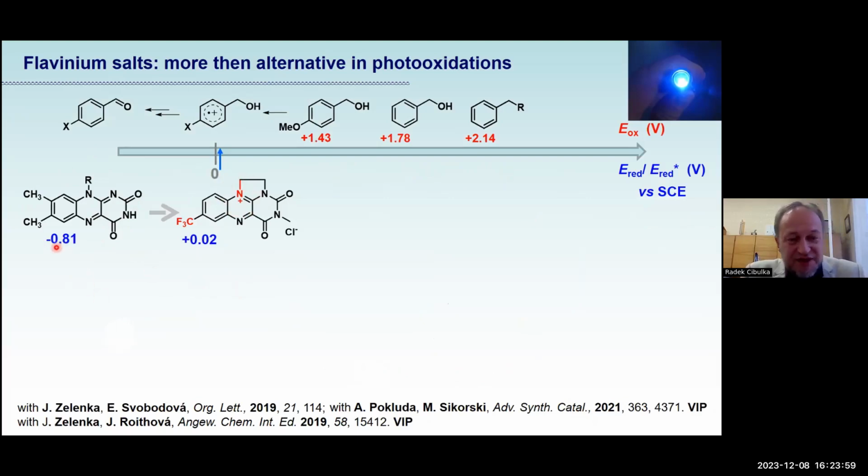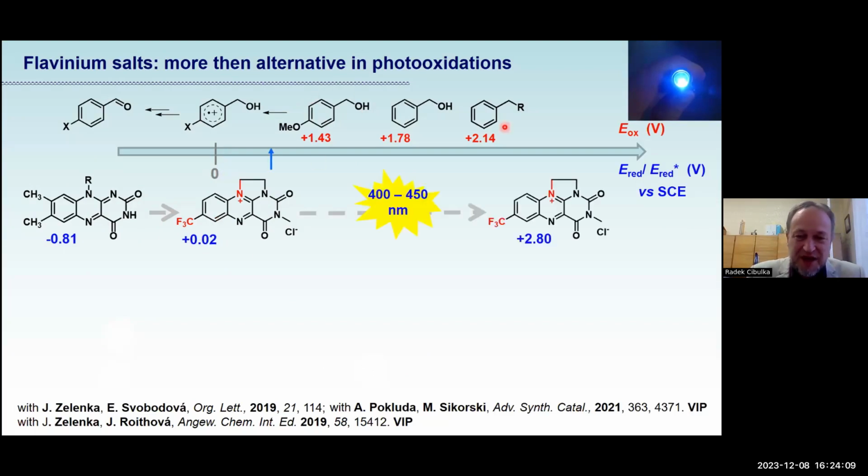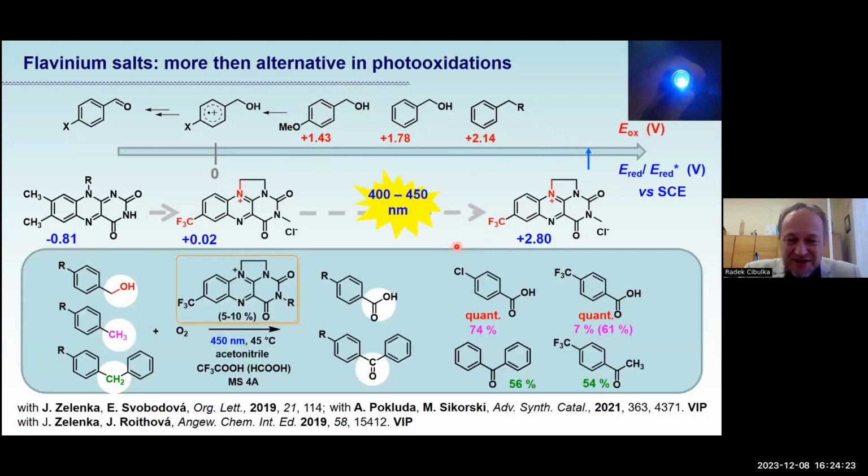Even in the ground state, we now have a relatively strong oxidizing agent, but still not so strong as to oxidize these species. But after excitation with violet or blue light, we have an extremely strong oxidizing agent, which is really able to oxidize everything. And these applications can be shown here.